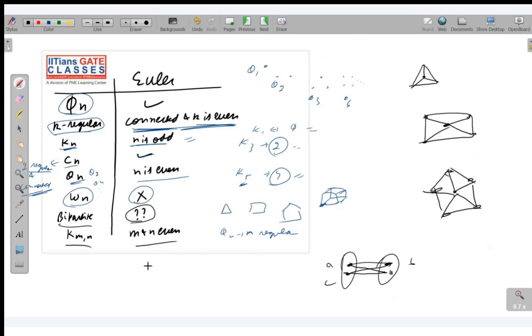Kmn, when m and n are even, then it will be Euler for sure. See this. Here we have m vertices, here we have n vertices. If both are even, what degree will every vertex here have? n. Every vertex will be of degree n, and if n is even, that means even degree. And here every vertex has degree m, so if m is even, then here also every vertex will be of even degree. So every vertex is of even degree, and for sure it will be Euler. That's why we are saying m and n should be even. Yeah, take a snapshot. I will jump to the next slide.